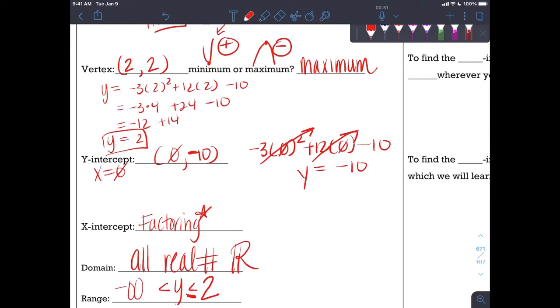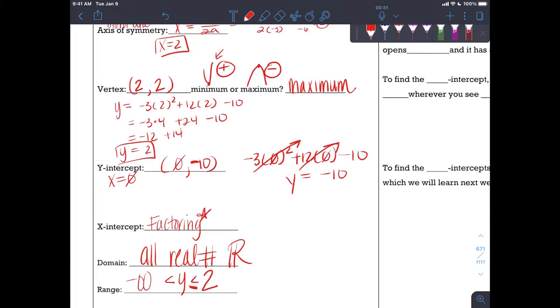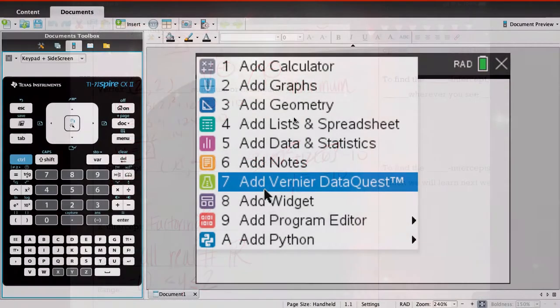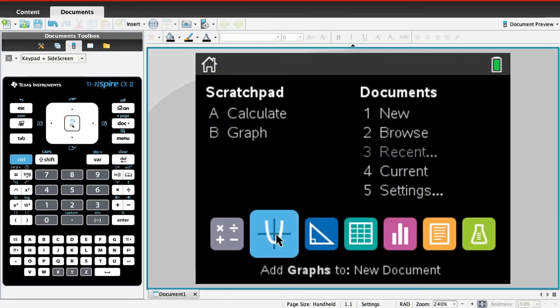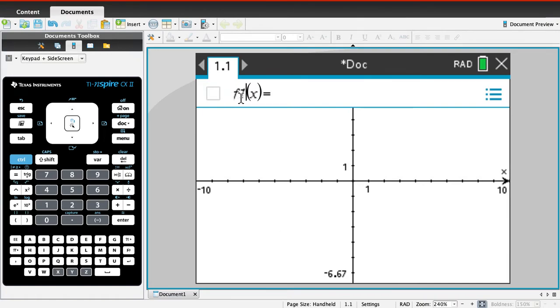Okay. So now what I want to do is verify this with my calculator. So I'm going to head home. I'm going to go ahead and open up a new graph.